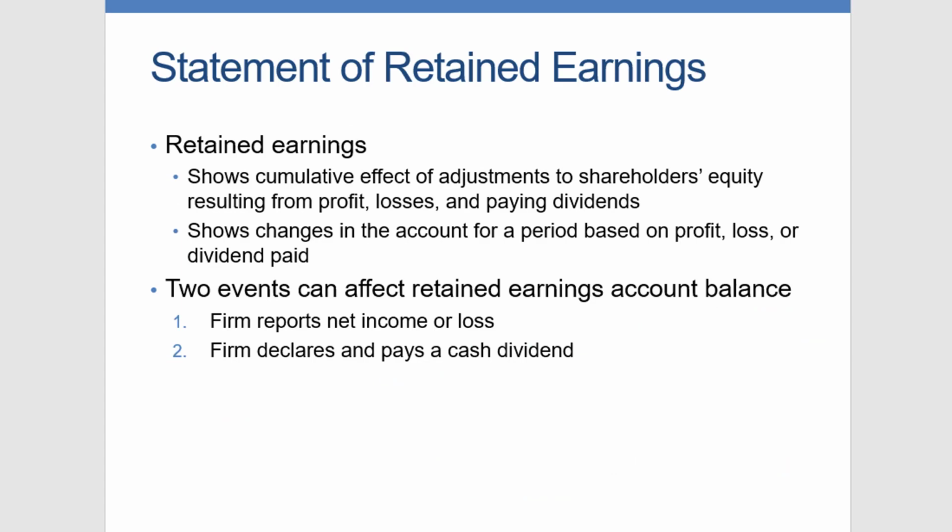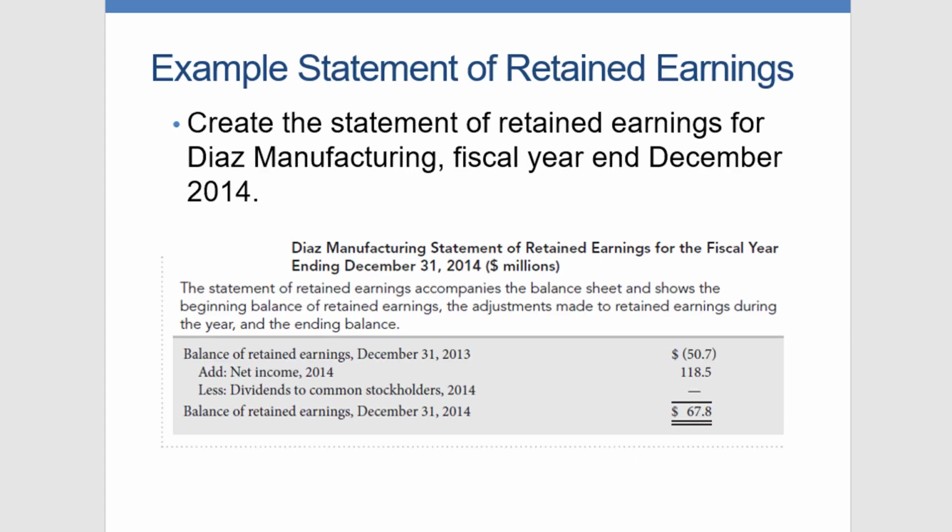Okay, so let's take a look at an example of this, right? So here we have this company, Diaz Manufacturing, and we've got some information. We know that their balance of retained earnings in December 2013 was negative $50.7 million. They've got an increase in net income of $118.5 million. They didn't pay any dividends, and so their balance of retained earnings was $67.8 million. So where do these numbers actually come from?